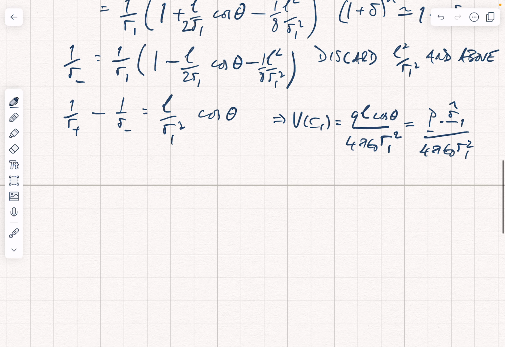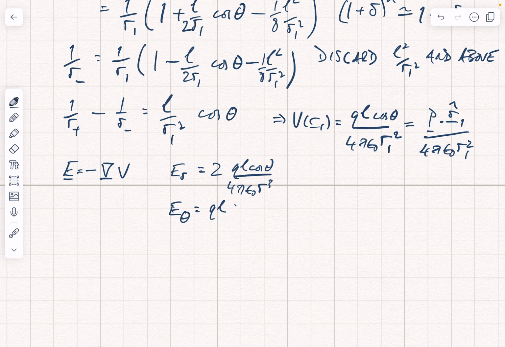We could write down the electric field. So E is just minus the gradient of V. And in spherical polar coordinates, it's fairly easy to show that E_R is equal to 2 QL cos theta over 4 pi epsilon naught R cubed. And that's because E has taken a gradient, and E theta is QL sine theta over 4 pi epsilon naught R1 cubed. So the potential is always 0 along the centre line, where theta is pi over 2. The field decays as 1 over R1 cubed, and the potential decays as 1 over R1 squared.